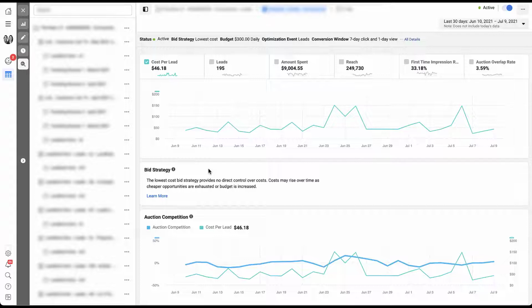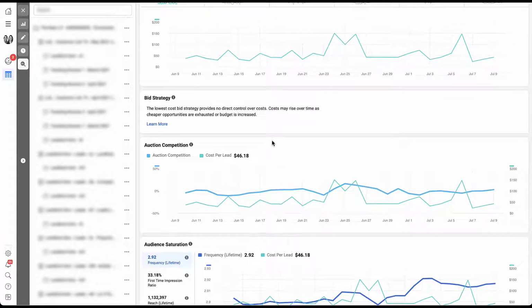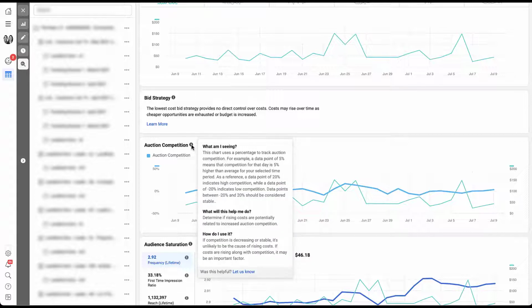For the next few charts, I'm going to stick with this account because it has data that the other one doesn't. So the next chart is going to be auction competition. I'm going to scroll up a little bit so we can see this a little bit better. But effectively what this is trying to do is tell you if the competition in the auction is the reason for any potential rising costs.